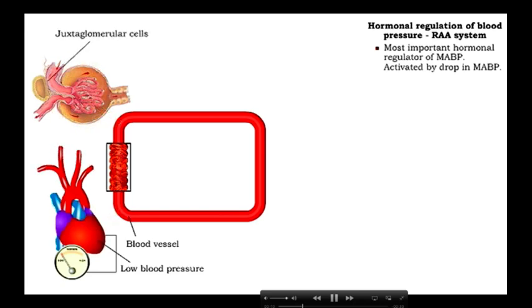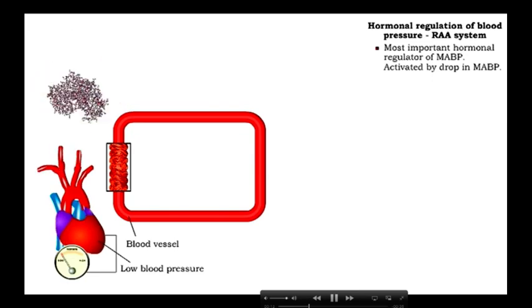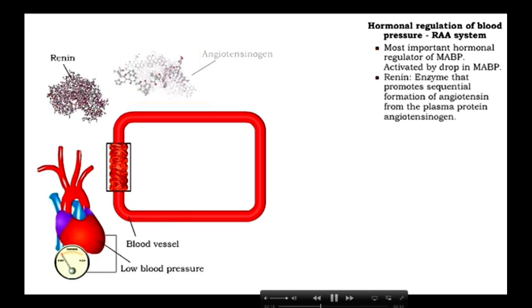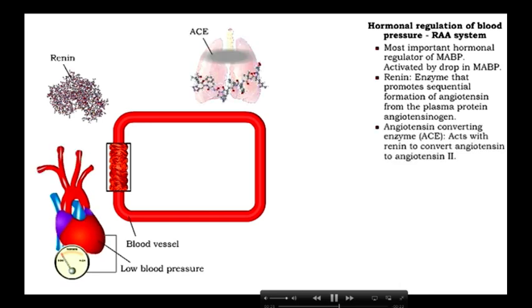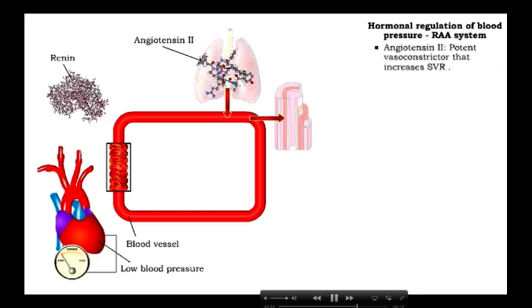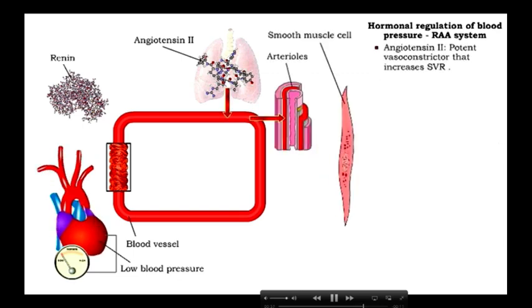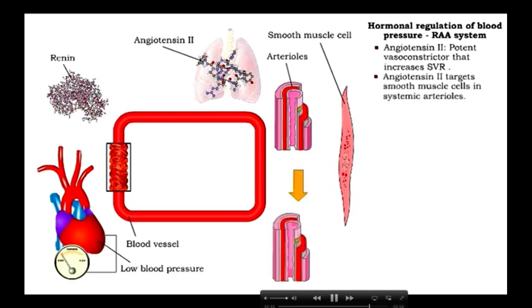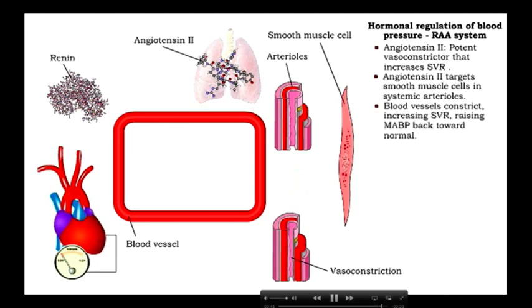Juxtaglomerular cells in the nephron of the kidney sense the drop in blood pressure and volume and release renin. Renin joins with the plasma protein angiotensinogen to form angiotensin. Angiotensin converting enzymes in the lungs then convert angiotensin to the active hormone angiotensin II. Angiotensin II targets smooth muscle cells in systemic arterioles. The hormone causes the vessels to constrict, increasing systemic vascular resistance and raising blood pressure toward normal.